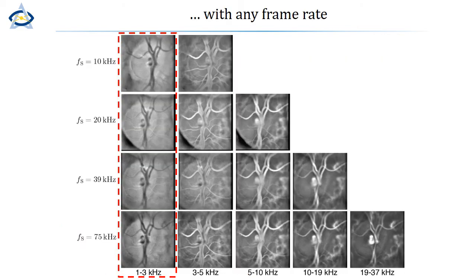And it's very advantageous if we're able to do that, because then we can lower the sampling frequency of the camera. We don't need a very high sampling frequency to access the lower frequency content. So here we were using camera sampling frequencies of 10, 20, 39 and 75 kilohertz. And if we look at the 1 to 3 kilohertz power Doppler images, they are similarly contrasted, at least qualitatively.